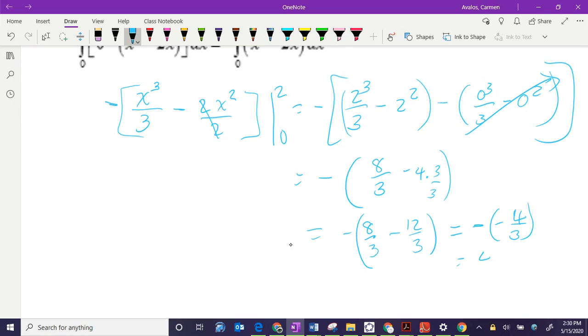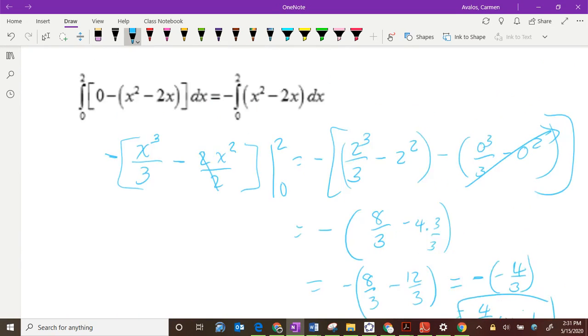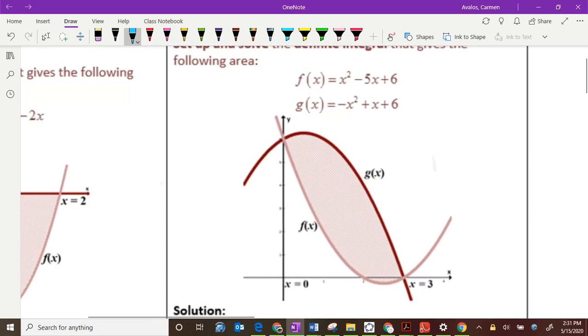And so it becomes positive 4/3 units. And that's the area in between the curves, and that's how you solve for it. So let's go through another example.